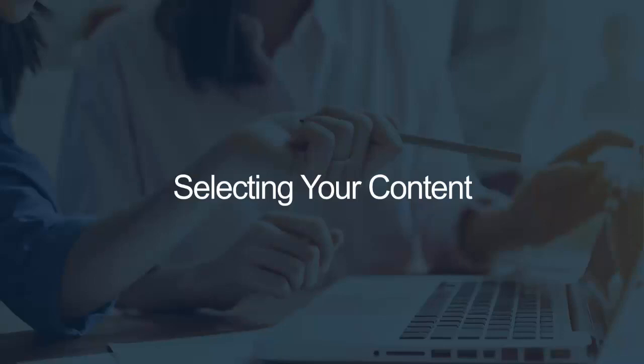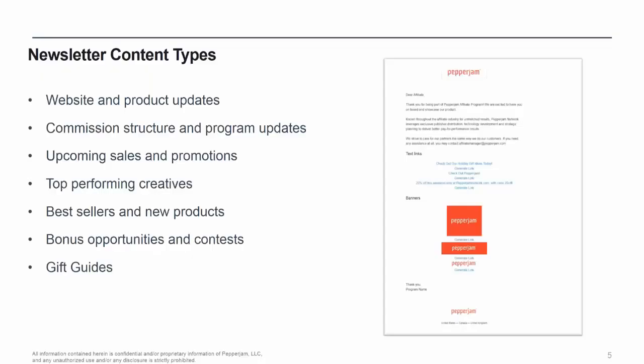So let's take a look at some of the different types of content that you might want to use when you're looking to send newsletters to your publishers. So a few general content types that you might want to take a look at, or why you might want to send some newsletters to your publishers, would be for any website or product updates. Maybe you've had a website redesign, or maybe you have some new products that you'd like publishers to know about. A great reason to send a newsletter out to your publishers.